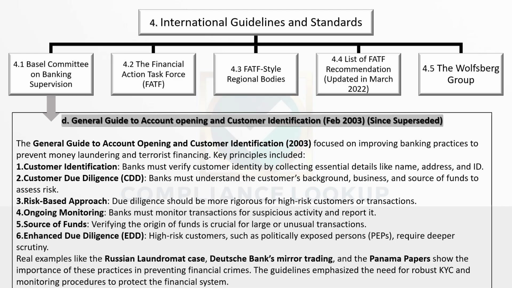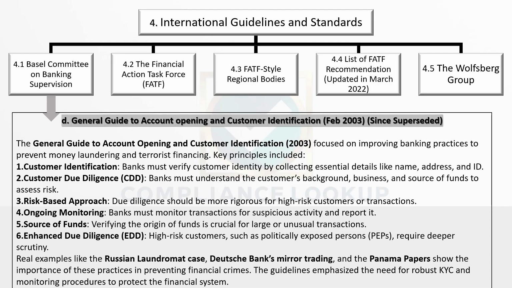Real example: after the 2001 terrorist attacks, it became evident that terrorist organizations were using the financial system to move funds. For instance, Al Qaeda operatives used false identities to open bank accounts and transfer money. The customer identification programs helped banks identify and block such fraudulent accounts, reducing the risk of facilitating terrorism financing.